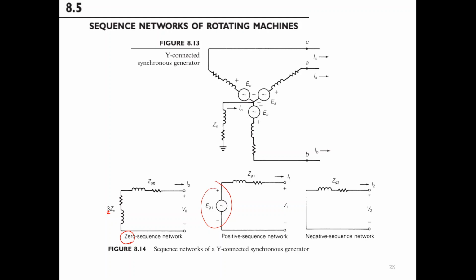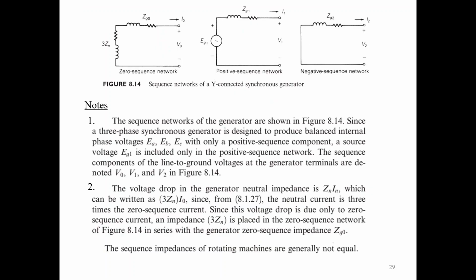Okay. For the negative sequence, there is no voltage source connected to it. This is the wye connected rotating machine. So this is the explanation that I already explained to you, the sequence network of the generator. Okay, we have the internal phase voltages EA, EB, EC.